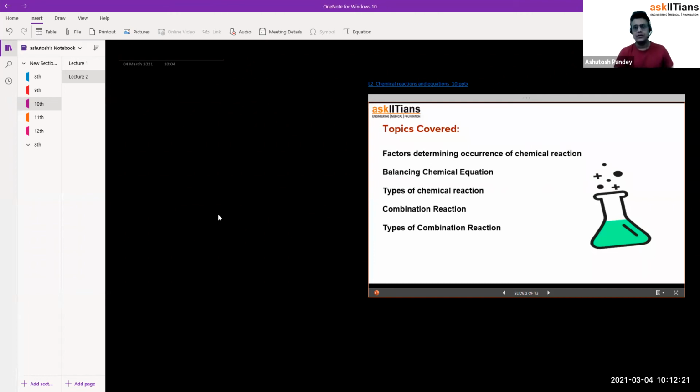Now in this lecture we are going to learn a few further things. We are going to cover these topics: factors determining occurrence of chemical reaction. Then we'll see the balancing of chemical equations, because balancing, what I feel, is a very interesting topic, not a tough one, but interesting. Then we will see types of chemical reactions. These are not all the chemical reactions, but the important, basic chemical reactions. And then we will learn combination reaction in detail, and we'll also see the types of combination reaction in this lecture.